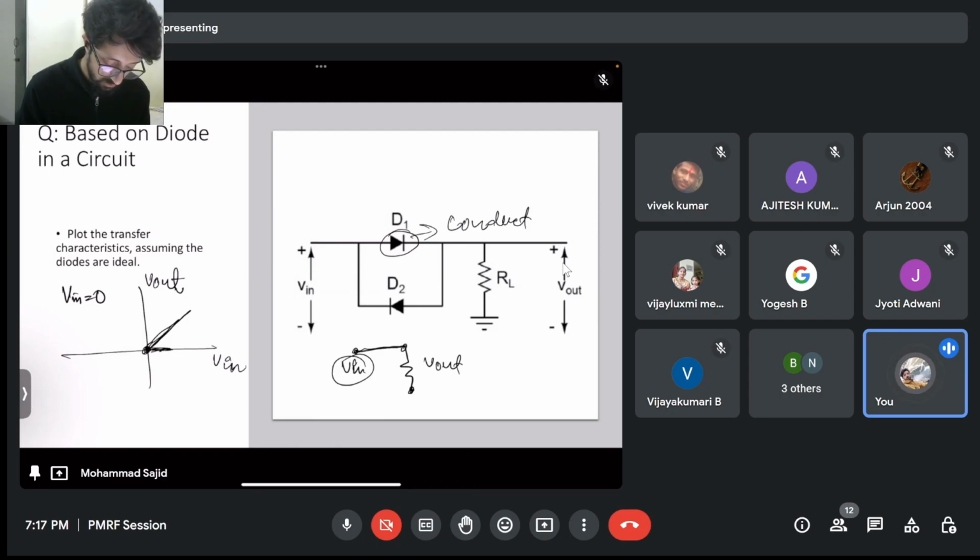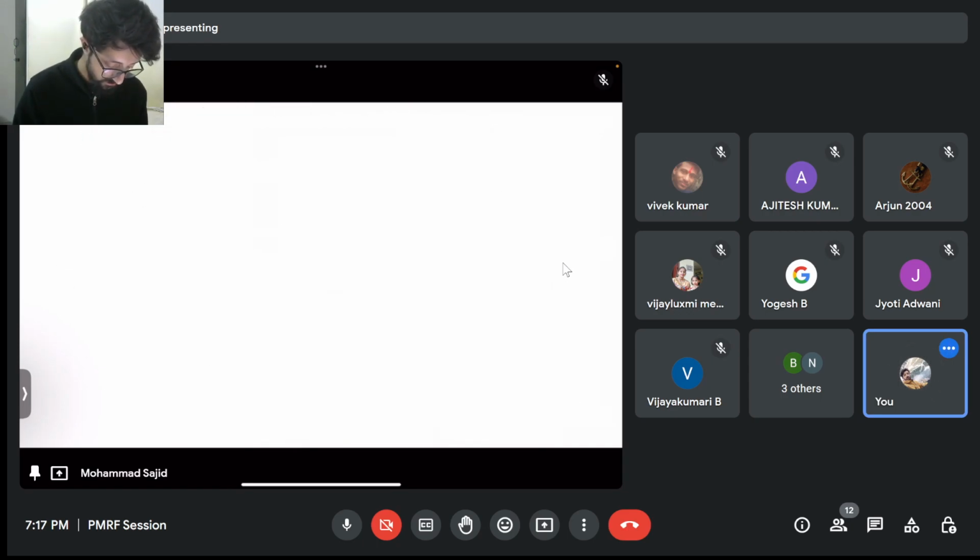Similarly, if you now connect a negative voltage here, the negative will reverse bias this diode and it will forward bias this diode. So eventually it will follow the linear characteristic in the opposite direction. So move on to the next one.